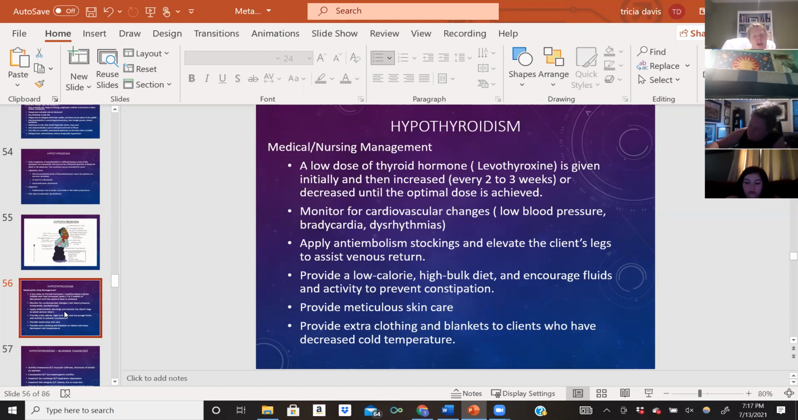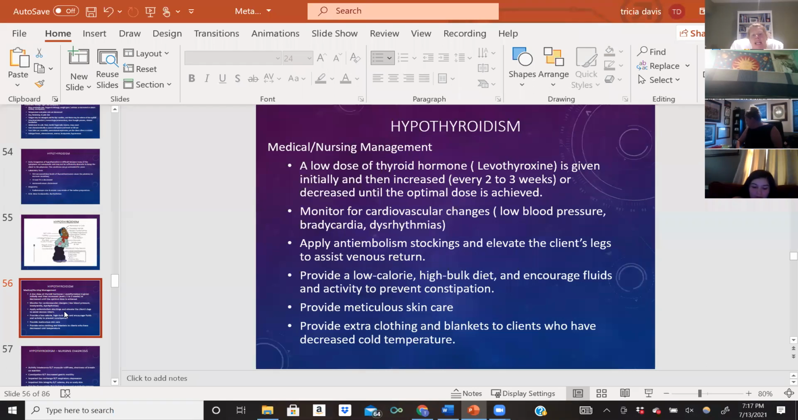We want to make sure that we are giving the patients anti-embolism stockings, and we're elevating the client's legs to assist in venous return. So like I said earlier, if your heart is not pumping like it should be, or if there's not enough circulating volume, it's going to be very hard for the heart to pump it out and get it throughout your entire body, all the way down to your lower extremities and back up to your heart again. So those anti-embolism stockings are going to go on the legs and squeeze and compress the legs. They're very, very tight, and it's going to help shoot that blood back to the heart so they don't develop any type of blood clots.